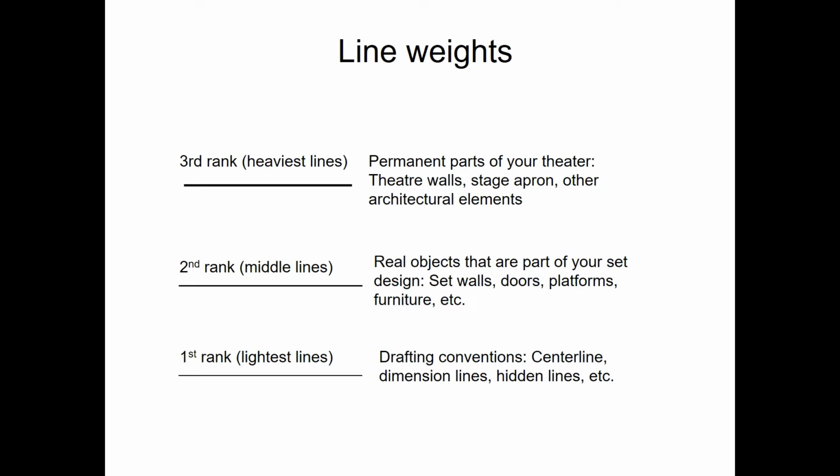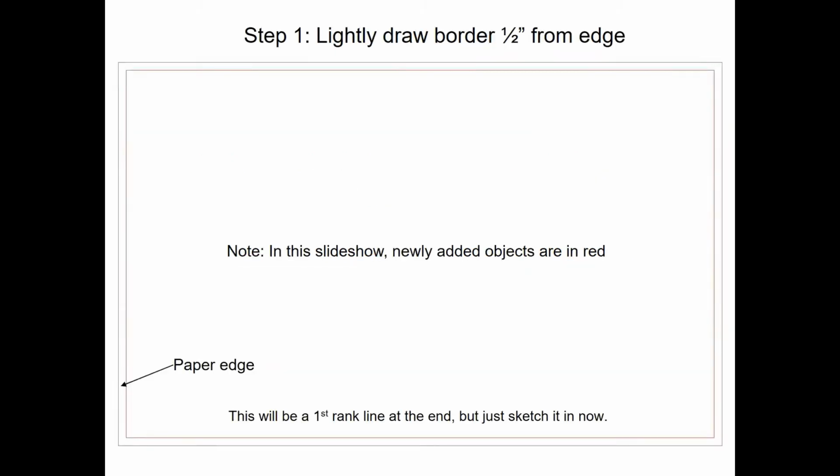And you really want to get into the habit of making sure that all of the objects that should be getting a particular line weight have the same kind of line weight. So all of the real objects on your set should all have basically the same line weight. If some of your theater walls are really thick and heavy and some of your theater walls are barely visible, that's not good. They should all be the same basic line weight for each of your 3 different ranks. And once you've got that down, you can keep an eye on the quality of your lines as well.